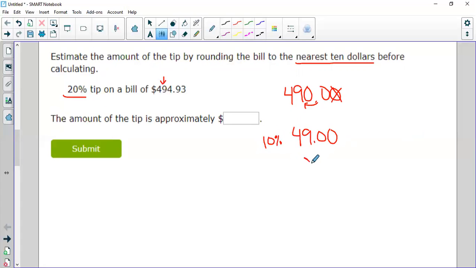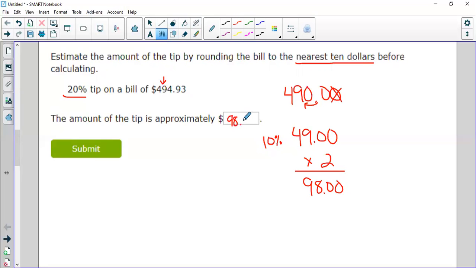To find 20%, I just need 2 of those. Times 2. 49 times 2. Ooh, that's really bad. Let's try it again. 49 times 2 is 98. So my 20% tip on my $494.93 check is approximately $98.